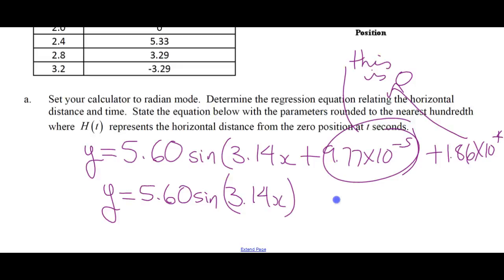What's the period? What's 3.14? Pi. What's period? 2 pi divided by b, 2 pi divided by pi. Period is 2. 2 what? Seconds. There's units associated here, right? What's the maximum value? 5.6. What's the minimum value? Negative 5.6. So plus 0. The midline is 0, right? Phase shift is 0. There is no phase shift. Max value is 0 plus 5.6. Min value is 0 minus 5.6. But I'm sure we're going to answer all of that in a minute.